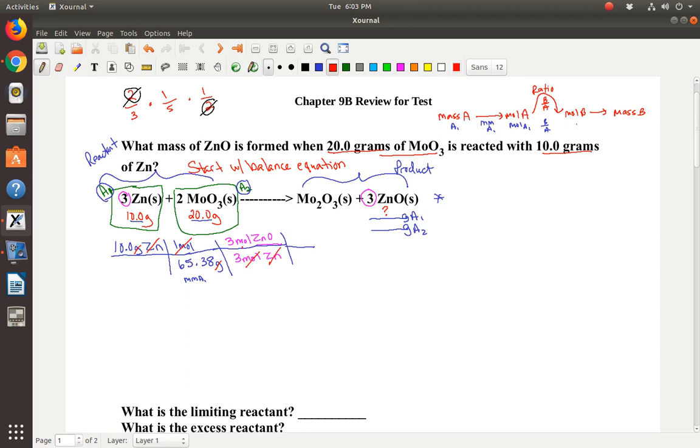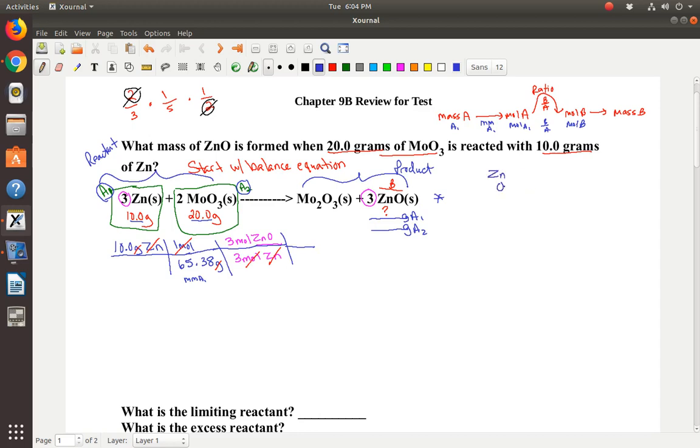And right now I have moles of zinc oxide, and it's the product, it's the B, because this is my B over here. So I've just gotten to this spot right now. I'm at moles of B. Okay, now I need to turn moles into mass. So I need the molar mass of zinc oxide. I'm going to calculate that over here.